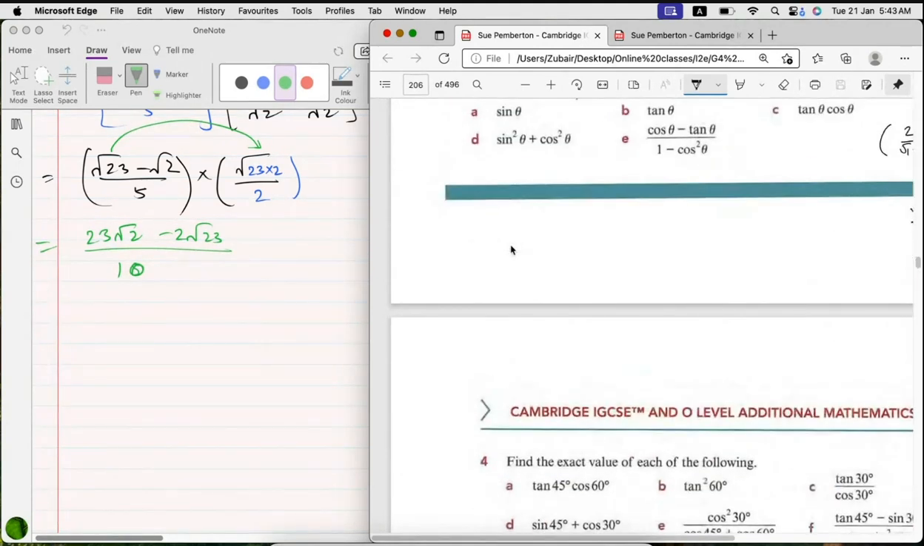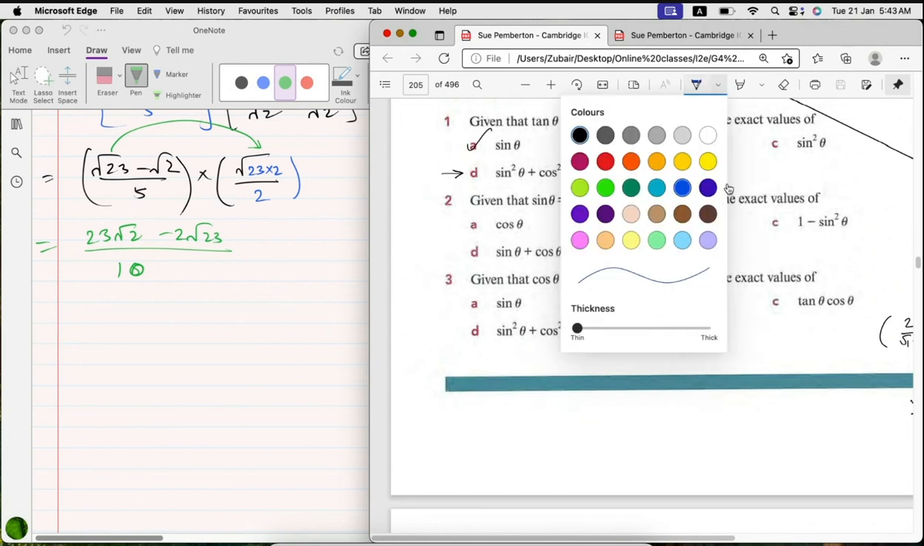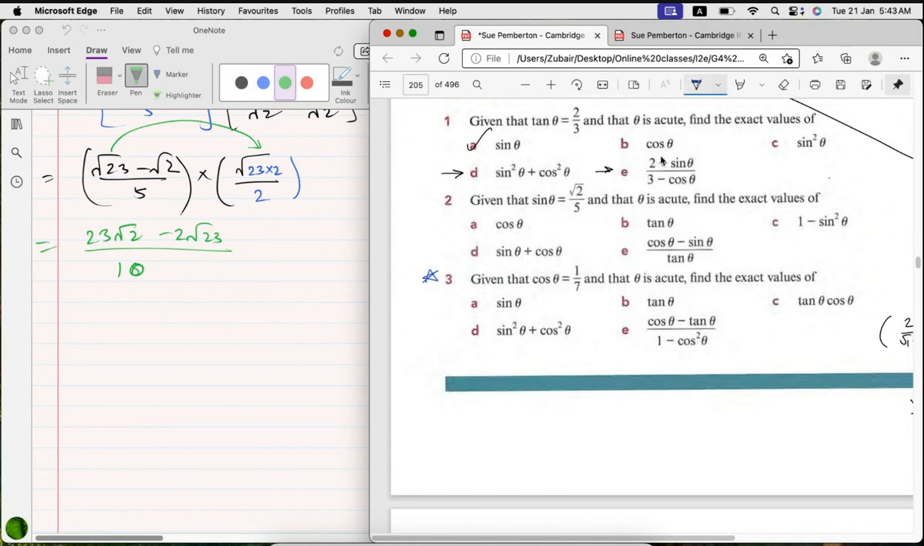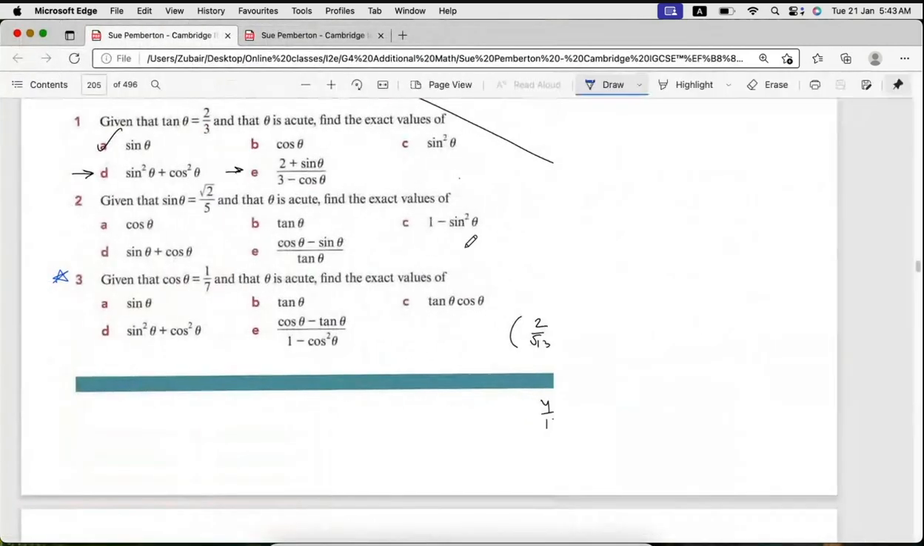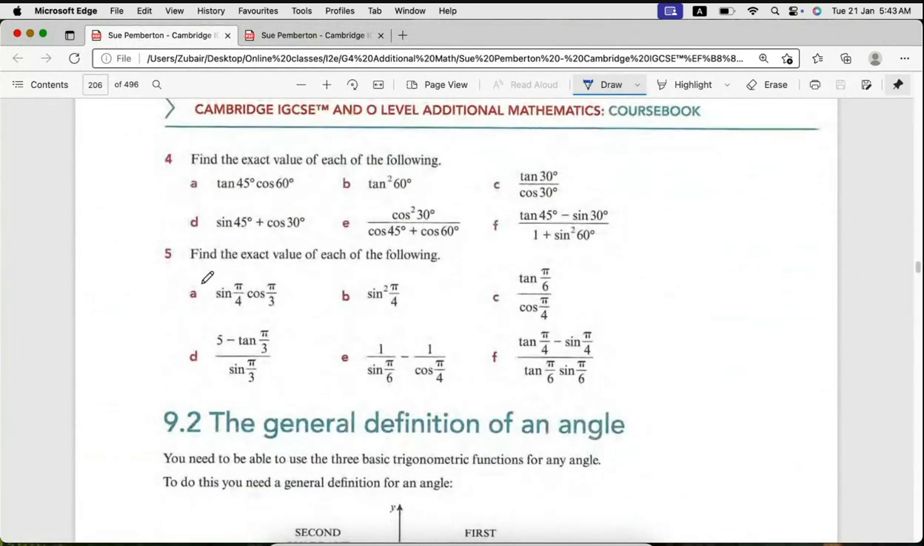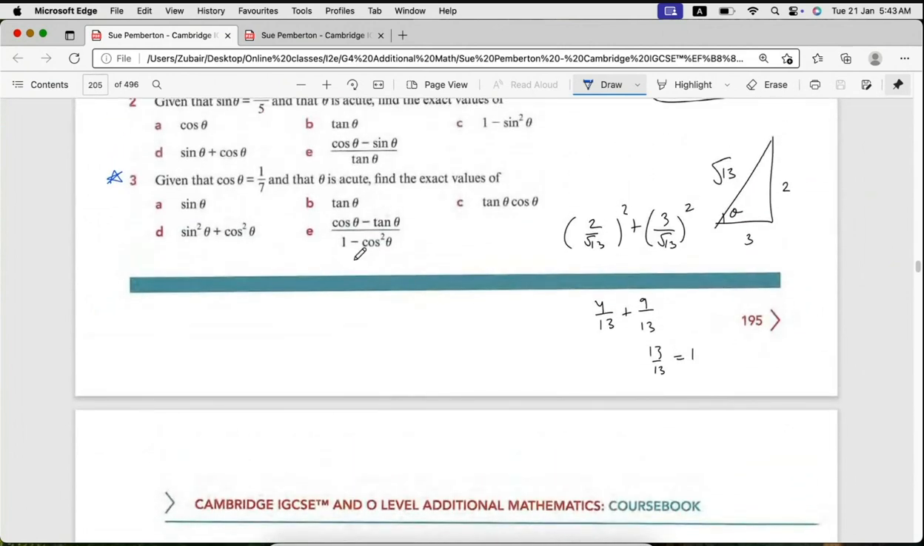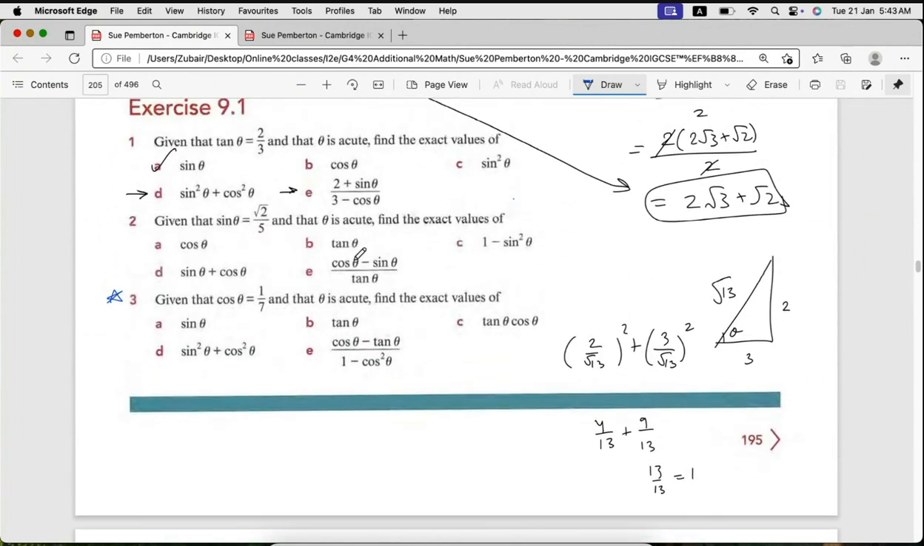Now question 3 is again of the same nature. We can leave that for practice. And coming on to question number 4. We're leaving question 3 for practice, exactly on the same nature.